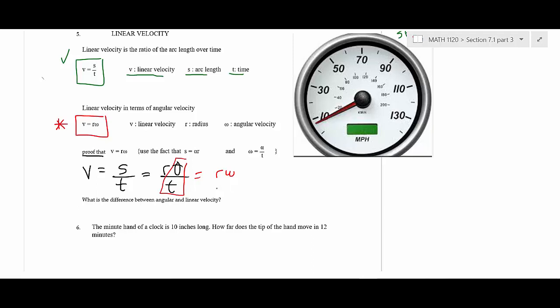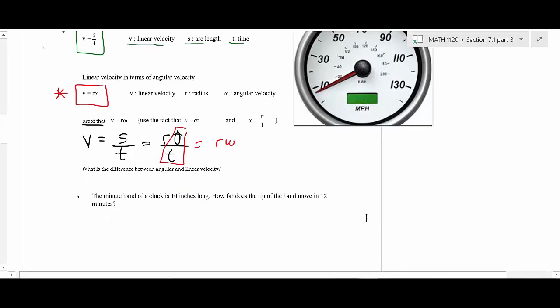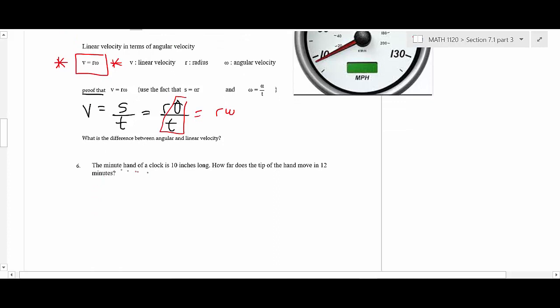All right, so let's solve this problem number 6 and see if we can put these together. Some of these problems will get a little bit more complicated as we go once we learn this formula V is equal to R omega. Okay, this problem says the minute hand of a clock is 10 inches long. This one doesn't have anything to do with velocity. I don't even know why it's in here, but we need to go over it because it has to do with something we learned in this section anyway. So it says, how far does the tip of the hand move in 12 minutes?